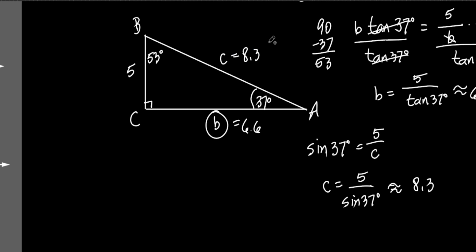Now, do these numbers make sense? Sure, because look, 37 is smaller than 53, so the side that's opposite 37 has got to be the smallest side. Agreed? The hypotenuse has to be the biggest side. Is this the biggest side? Yeah. So that's one way to do a little informal check to make sure that you're getting correct numbers.